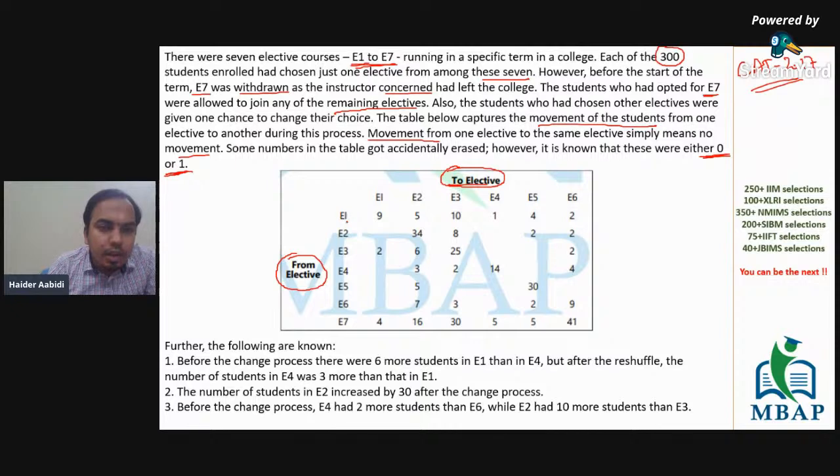That means you can, if you have to, just read it. Let us take this number 8. It means that from people who had E2 earlier and have moved to E3, there are 8 people. How many people have moved from E2 to E3 is 8. How many people have moved from E3 to E3, I mean stayed in the same, is 25. This is what the table is talking about.